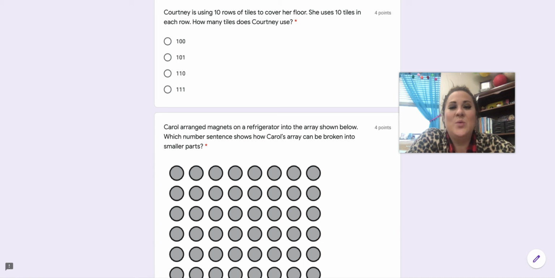Courtney is using 10 rows of tiles to cover her floor. She uses 10 tiles in each row. How many tiles does Courtney use?